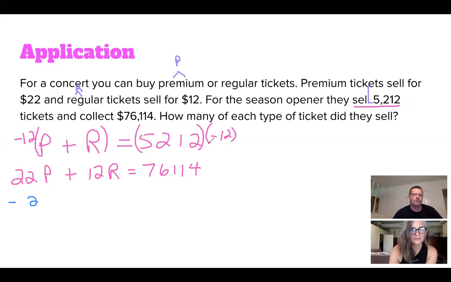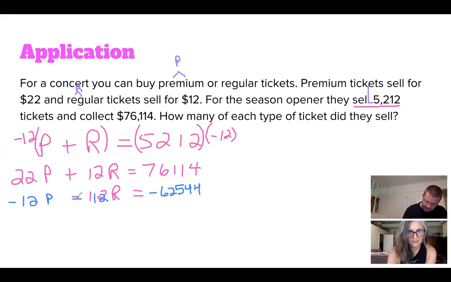Okay. So I take the first equation times negative 12. I'm doing negative 12 so that the R's go bye-bye. So I'm going to get negative 12P minus 12R. Now we need a calculator. Let's find out what 5,212 times negative 12 is. It is negative 62,544. And the R's are going to go bye-bye when we add.